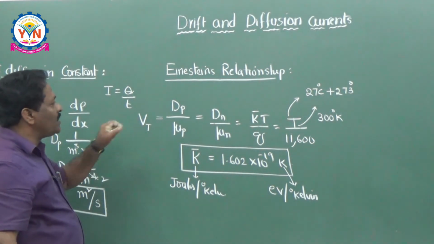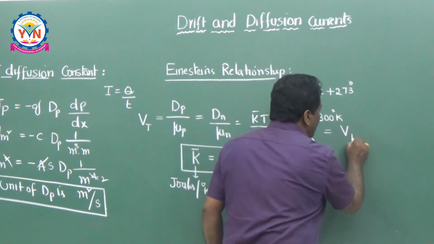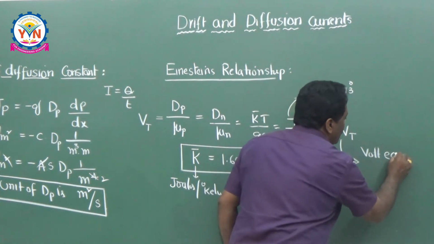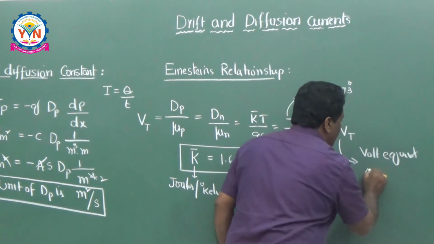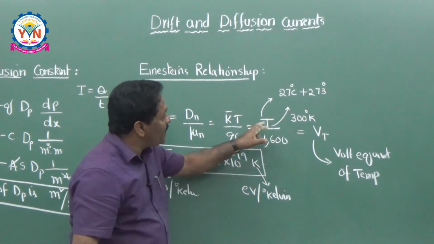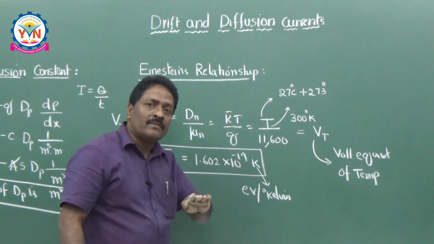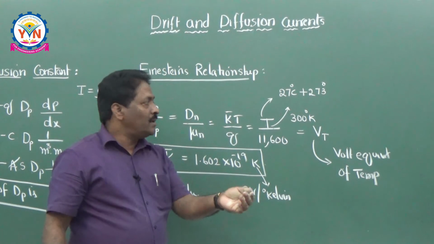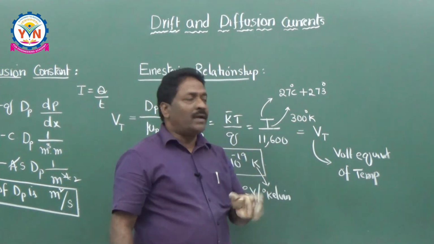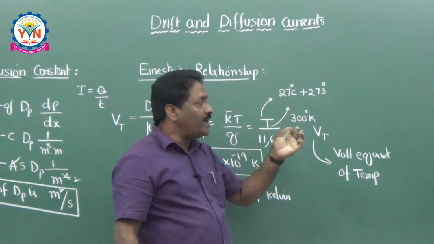Then you can ask me, what is Vt? This Vt is nothing but the volt equivalent of temperature. So with respect to temperature, how much voltage is produced? That is called Vt. And remember, friends, for so many problems in your examinations, this Vt will be 26 millivolts at room temperature. Just now I told you, room temperature means 27 degrees centigrade. If you convert into Kelvin, it is 300 Kelvin.